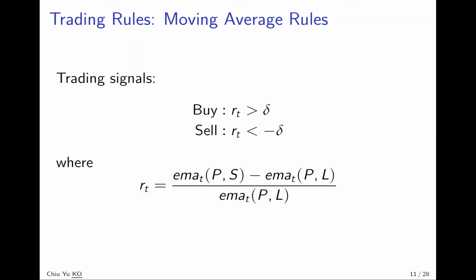So basically, also look at how the recent prices change compared to distant past prices. So the formula is the EMA of the short run minus the EMA of the long run, over the EMA of the long run. If this indicator is higher than a certain threshold, then you buy. Lower than a certain threshold, then you sell.